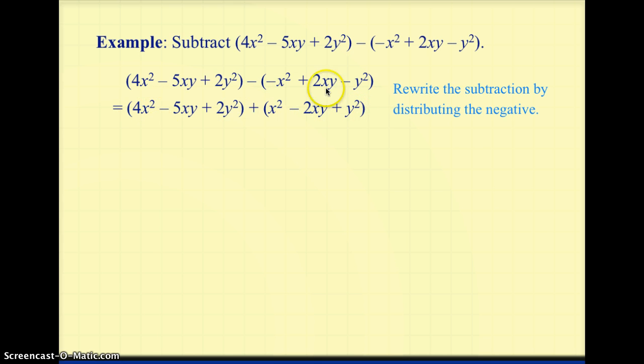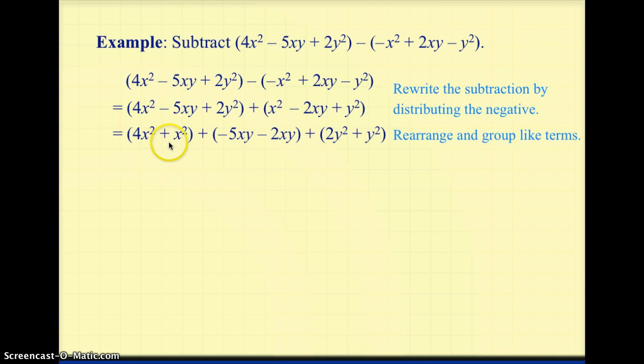Now you have an addition problem, and you can go about solving this the same way you did when you were adding polynomials. In this case, we're going to rearrange and group your like terms. So you have 4x squared plus x squared is 5x squared. You have negative 5xy minus 2xy is negative 7xy. And the last one is 2y squared plus y squared is 3y squared. And that is your final answer.